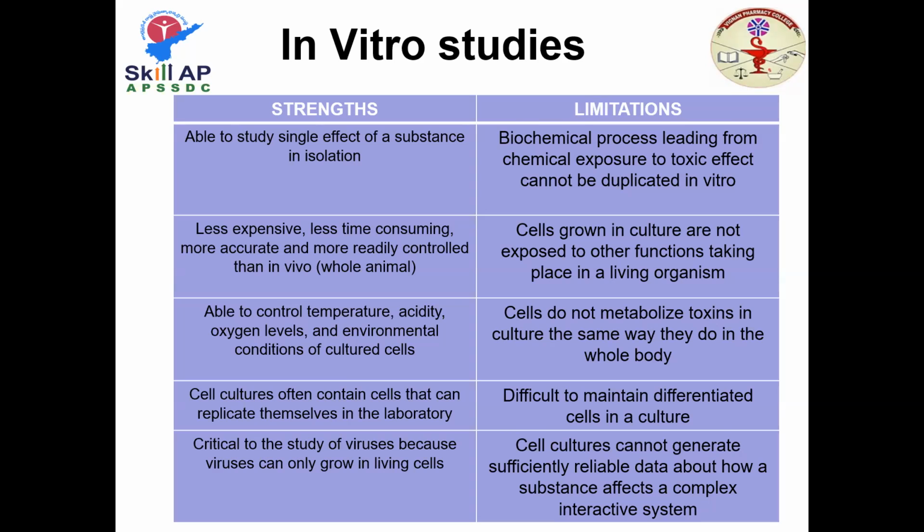Cell cultures often contain cells that can replicate themselves in the laboratory. So we do the studies only where the cells can replicate, because if the cells replicate by themselves, it indicates that they are in a live condition. If they are not live, they won't be replicating. Replication potential will differ from cell type to cell type, but we do the study only when the cells are multiplying, because multiplication indicates the cells are living.